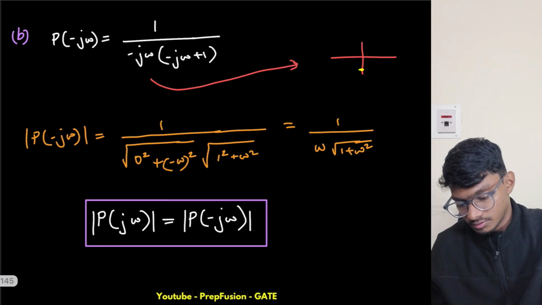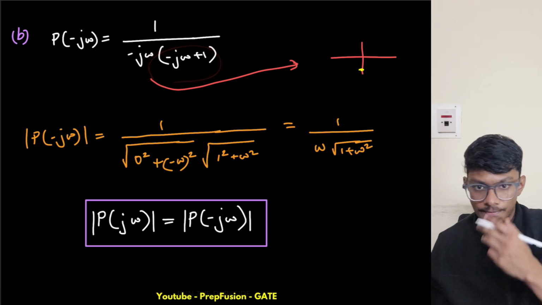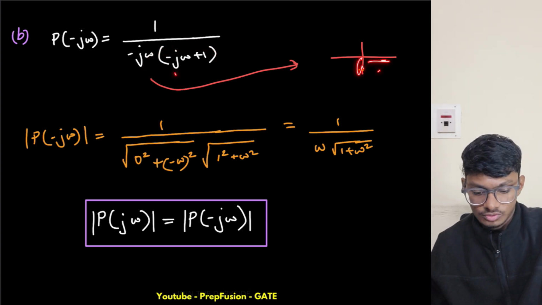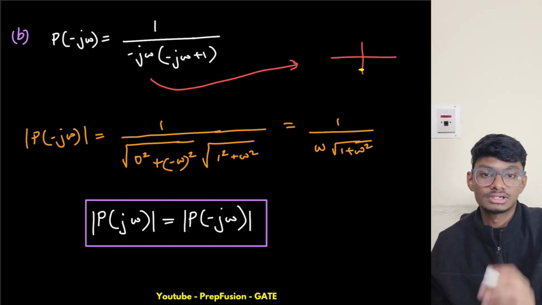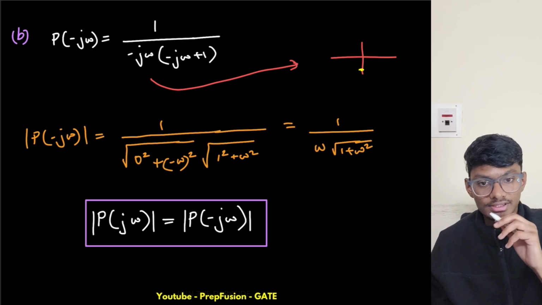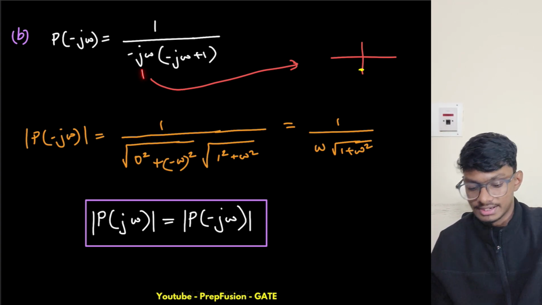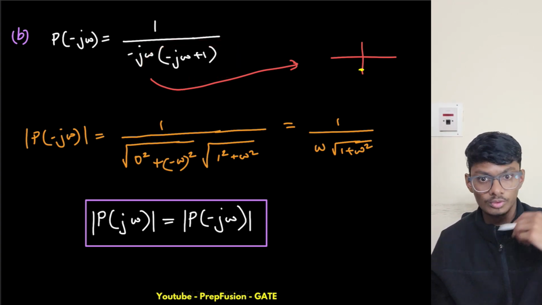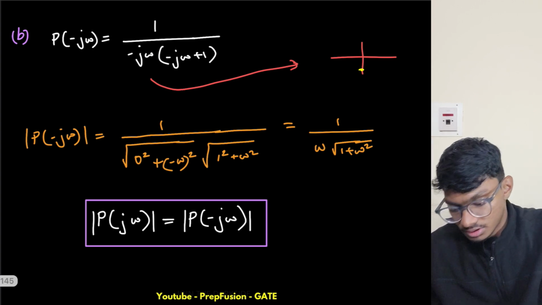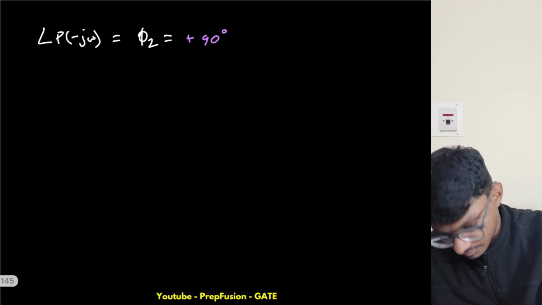And what will this one become? This is negative y and positive x, so it's somewhere around here again. It is contributing some negative angle basically. So it is minus tan inverse omega, but as it is in the denominator, it will go to the numerator, hence it will become plus tan inverse omega. So this is plus tan inverse omega.